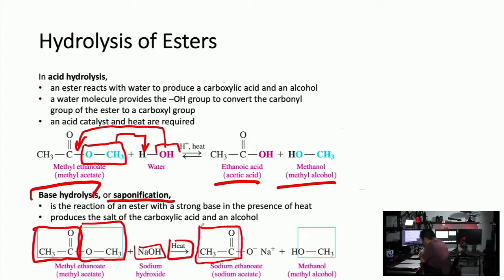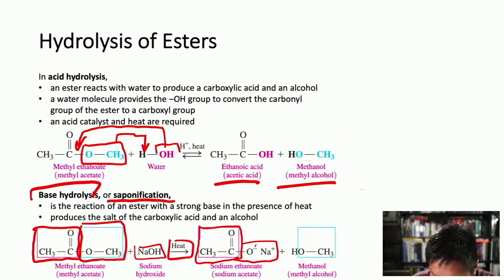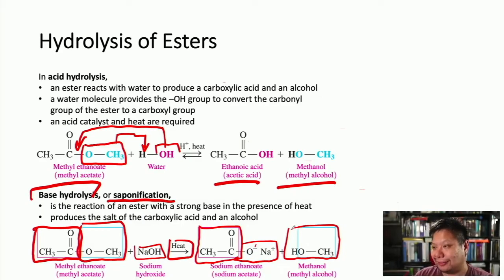The carbonyl part, or the acetate part, combines with the sodium to make sodium ethanoate, the ionic compound that is super soluble in water. And then the H of the leftover hydroxide combines with the methanol part, and it becomes methanol, which is also actually very soluble in water. Interesting, right? And this is how we make soap, by the way.